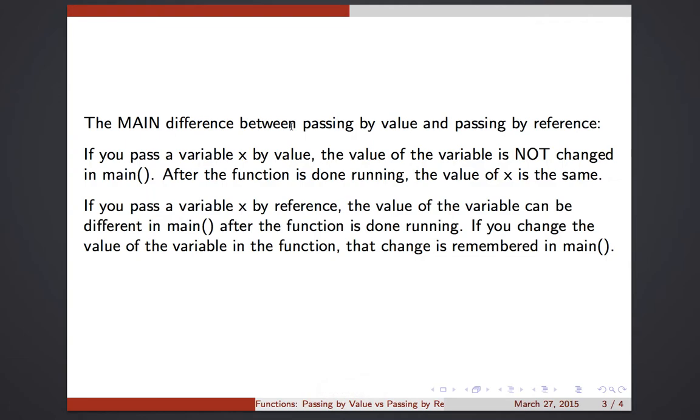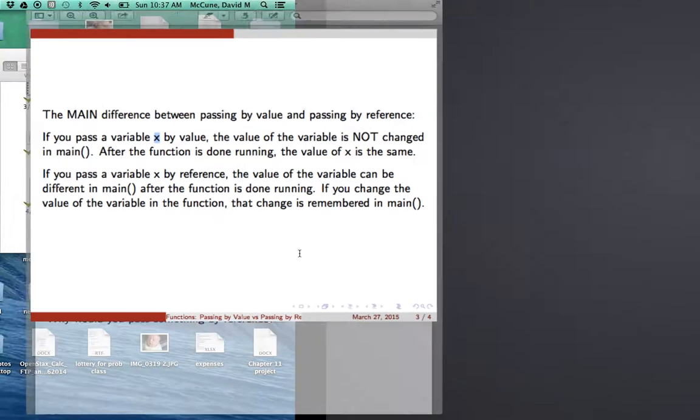The main difference between passing by value and passing by reference is this. If you pass a variable x by value, the value of x is not changed in main. So whatever happens inside of the function to this variable x is forgotten back up in main. So once the function is done running, the value of x has not been changed inside of main.